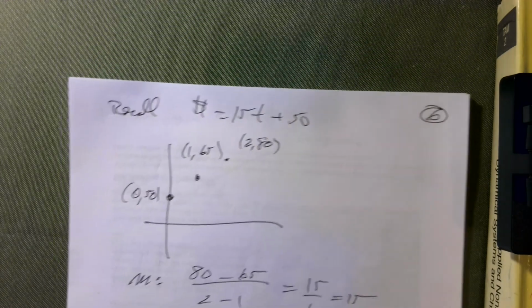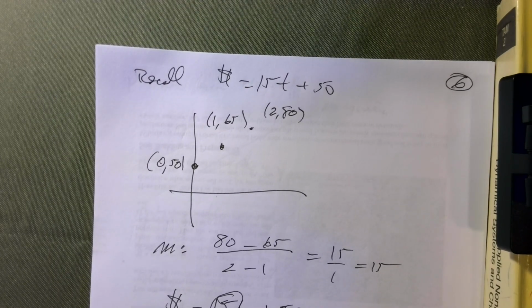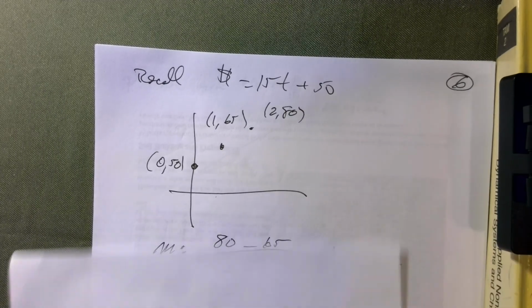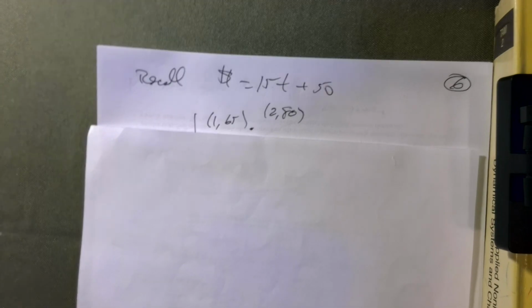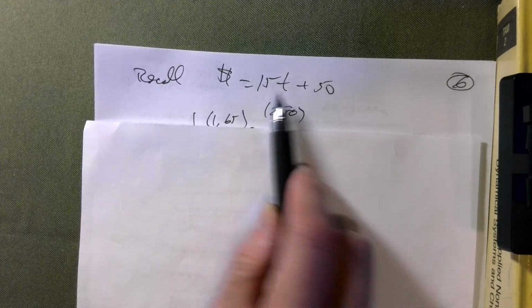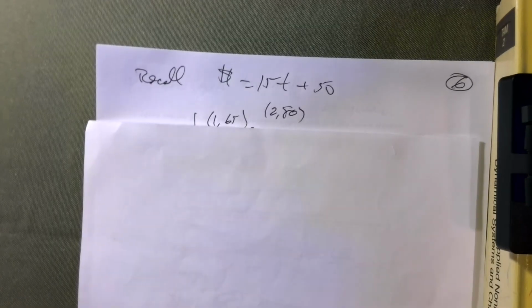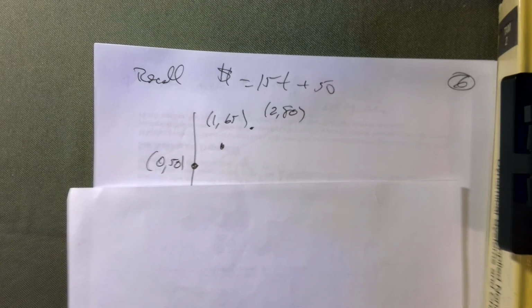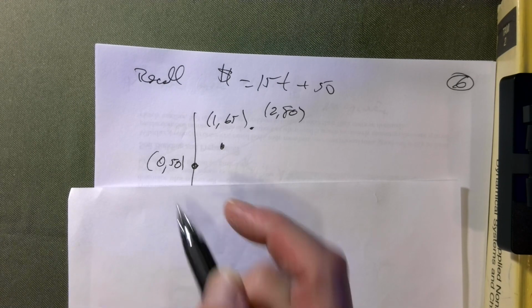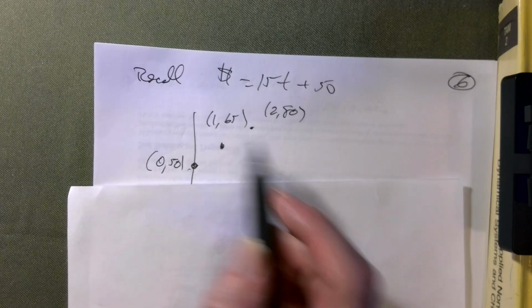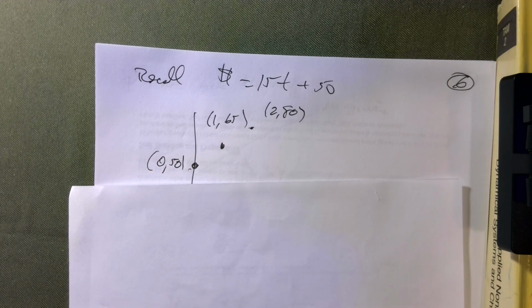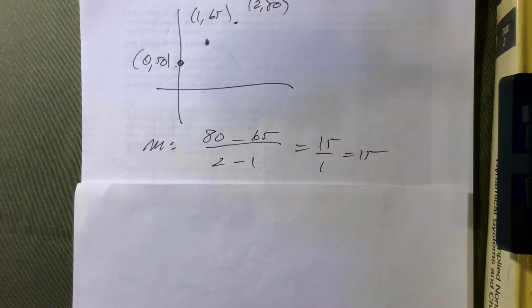So let's take some examples. Remember, you're making $15 an hour. You get a $50 bonus, and this is how much money you make. So if you think about this, we plotted some lines: 0, 50, 1, 65, 2, 80, and we can figure out what the slopes are.